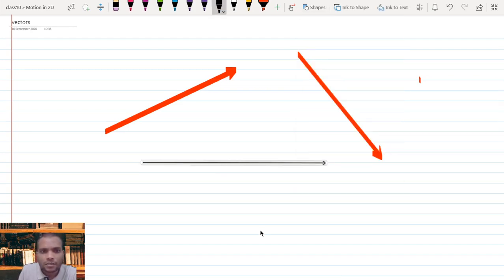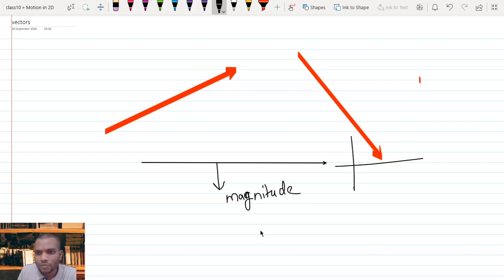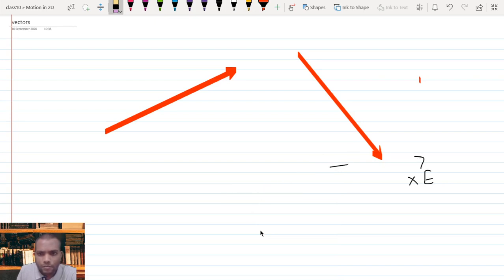The length of the arrow mark represents the magnitude of the vector, and the direction represents in which direction the vector is moving. It is along the east direction or along the positive x-axis direction. So the direction tells about the motion of the vector in that particular direction.